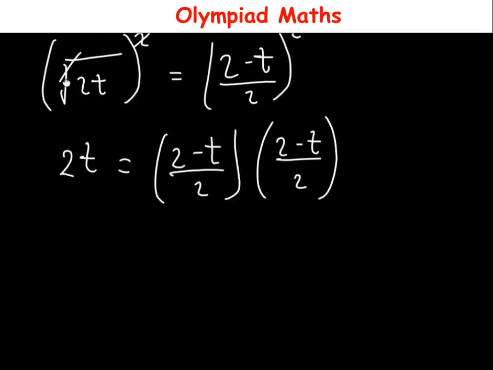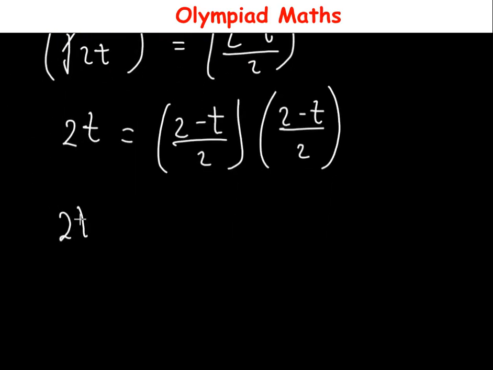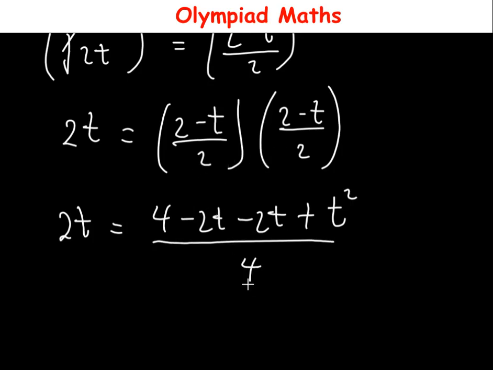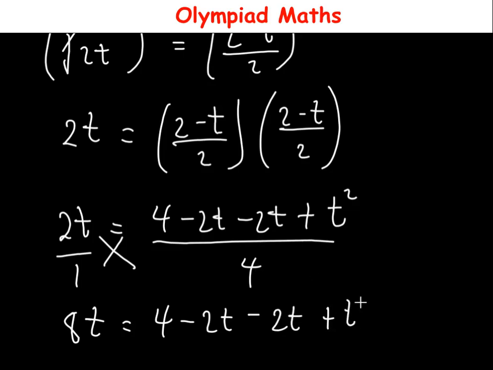Okay, such that this is then equal to 2t is equal to 2 times 2, 4, 2 times minus t, minus 2t, minus t times 2, minus 2t, minus t times minus t, plus t squared, all over 2 times 2 is 4. And with this, we can write 2t as over 1, such that we can then cross multiply. 4 times 2t is 8t is equal to 1 times this, which is 4 minus 2t minus 2t plus t squared.